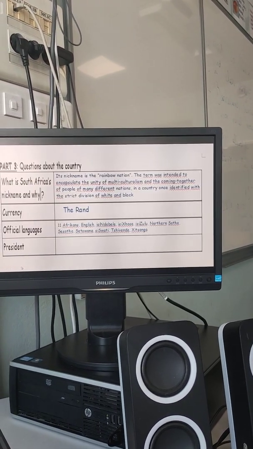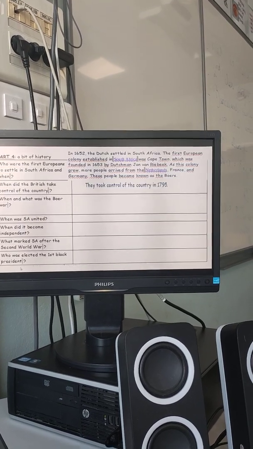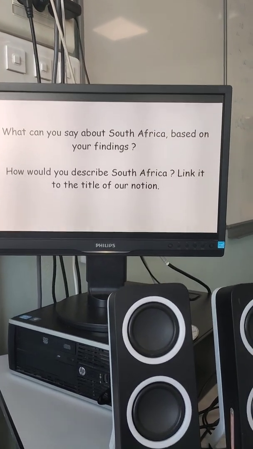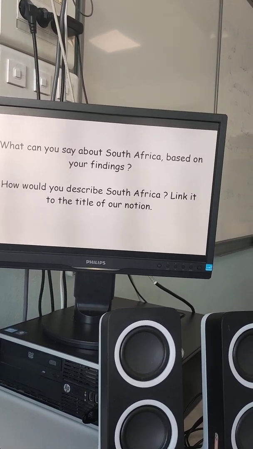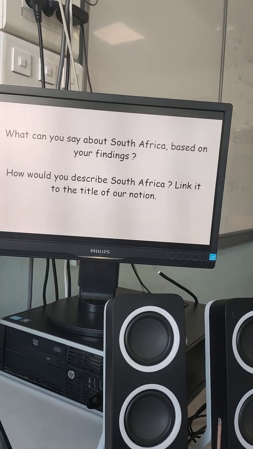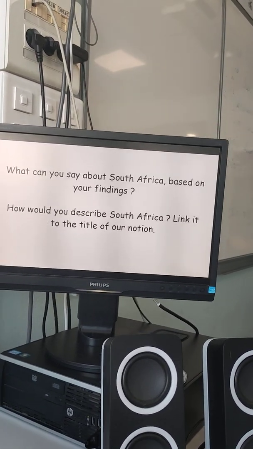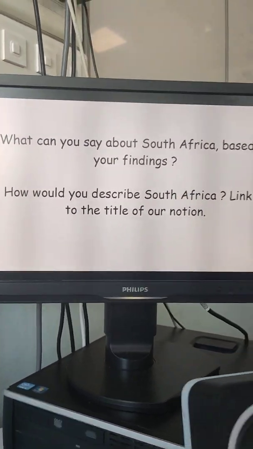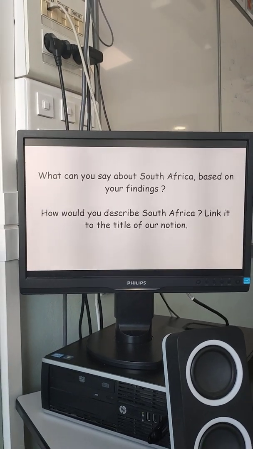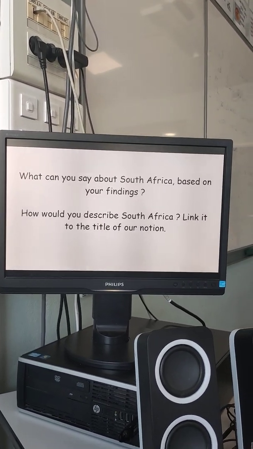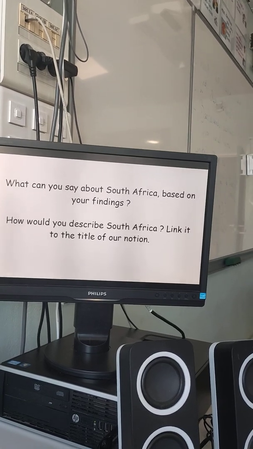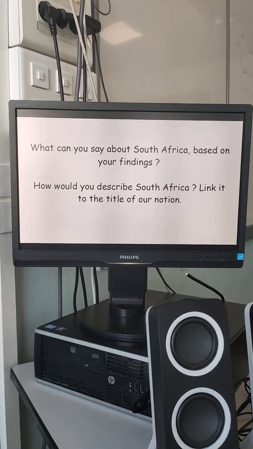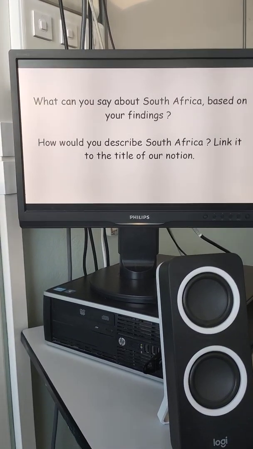Let me just go through this again. So, as I said, it's a diverse place. There are beautiful landscapes. It is green. There's thriving wildlife. However, how would you link it to the title of our notion? So our notion is called Born a Crime, which is paradoxical, because how can somebody be born a crime?